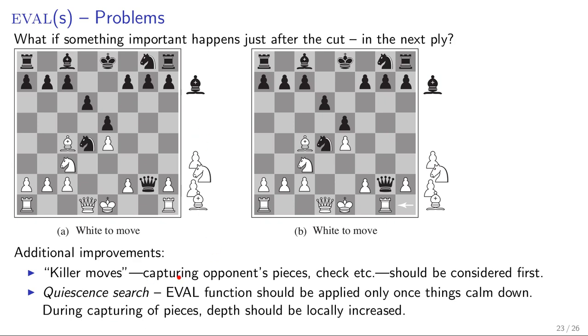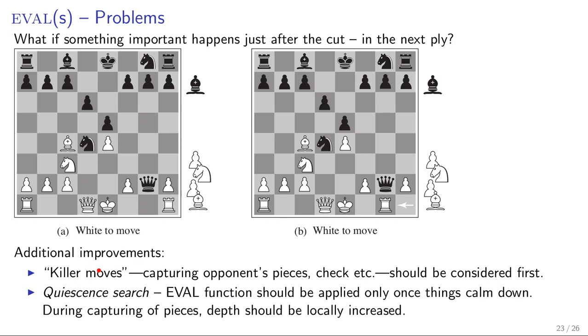So one thing that you should do is this quiescent search, which means applying the evaluation function only once things calm down. So, this is not the case here because there's a lot of things going on. There are pieces threatened, king is threatened. So it would be good to count just a little deeper in these kind of situations before I do the evaluation function, because in this case, counting pieces is really not telling you much about what is going on. So you can use these kind of things.